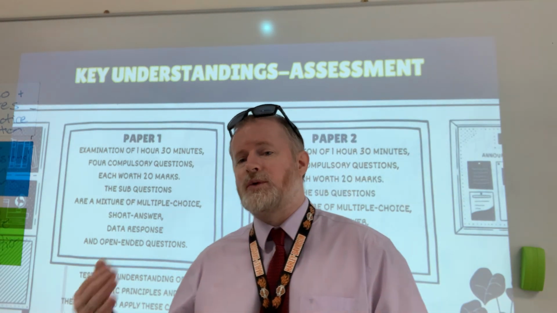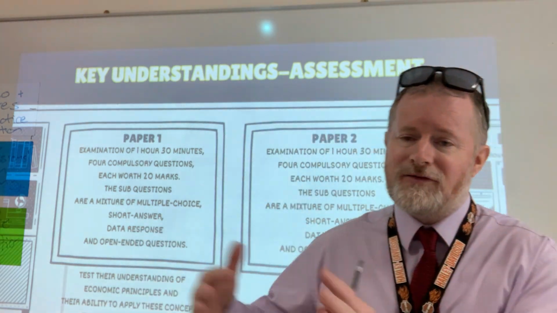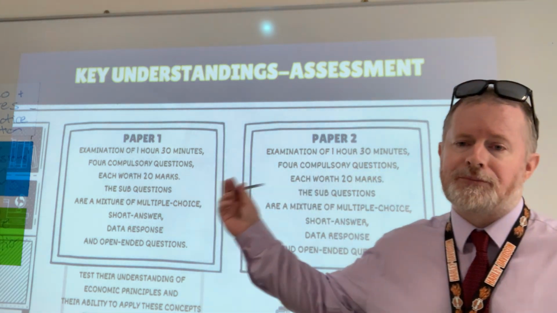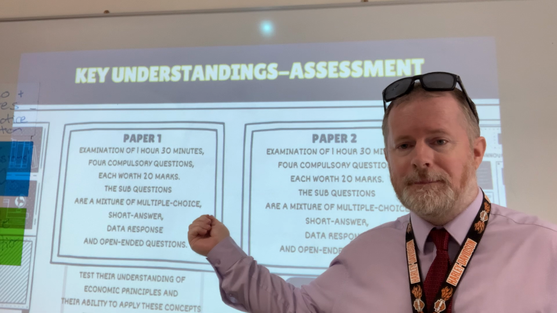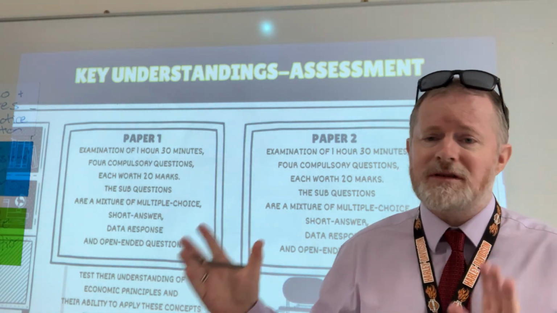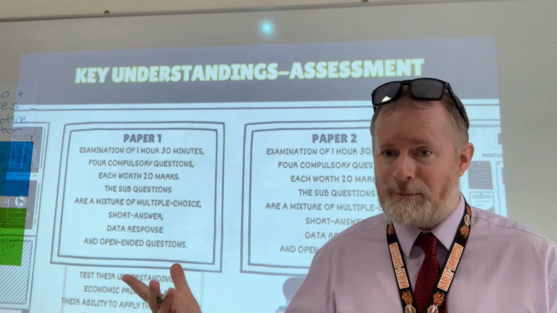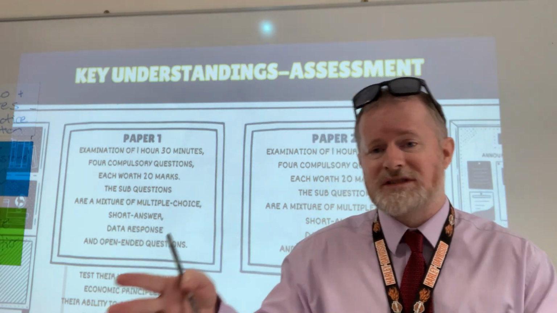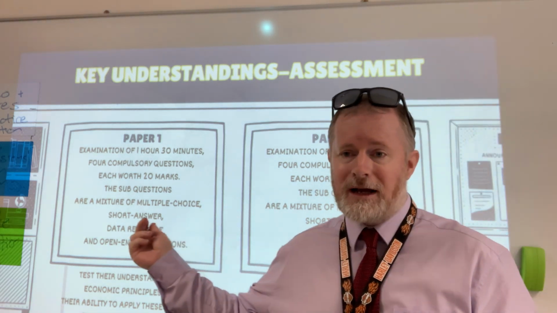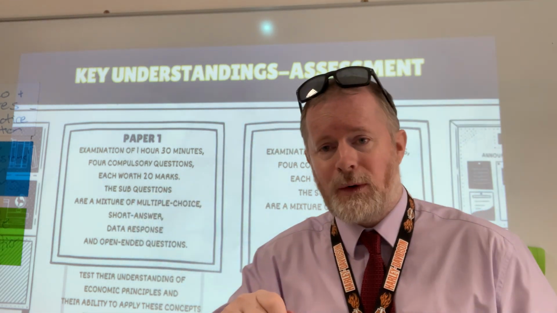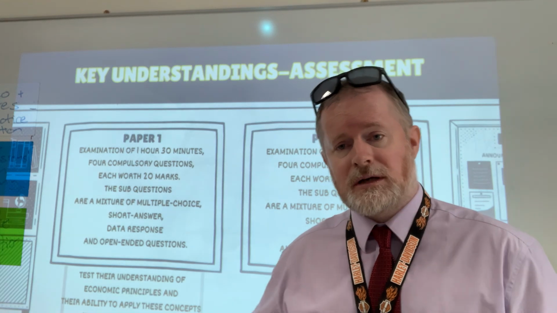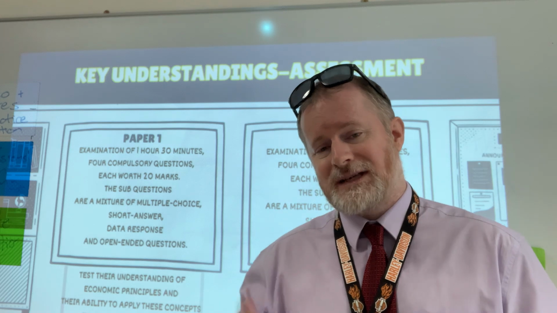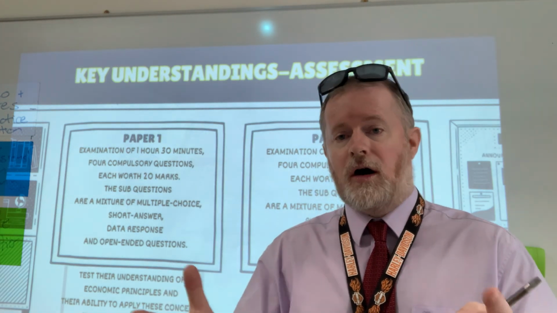Key understandings with regards to assessment. After 2 years, we're going to look at paper 1 and paper 2. They've both got the same structure. They both are an exam, an hour and a half in length. It's basically 50-50. We've divided the course in half. Paper 1 looks at microeconomics and business economics. And paper 2 looks at international economics and the macroeconomic side of our course.